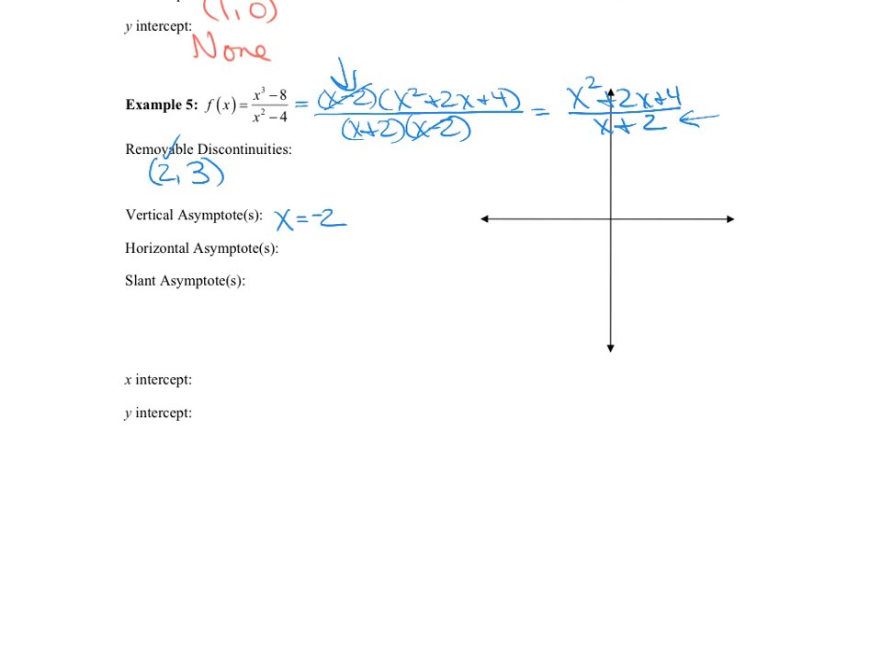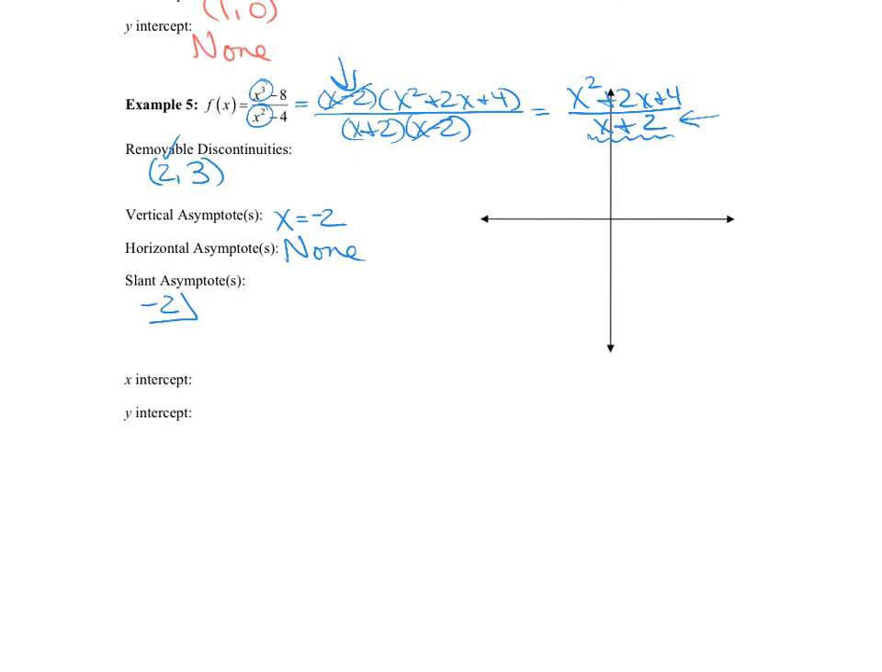There is no horizontal asymptote. Again, the degree of the numerator is greater than the degree of the denominator, so there is none. But there is, however, a slant asymptote because the degree of the numerator is 1 greater than the degree of the denominator. To calculate the equation of that slant asymptote, we look at our simplified fraction. Negative 2 makes that expression 0.